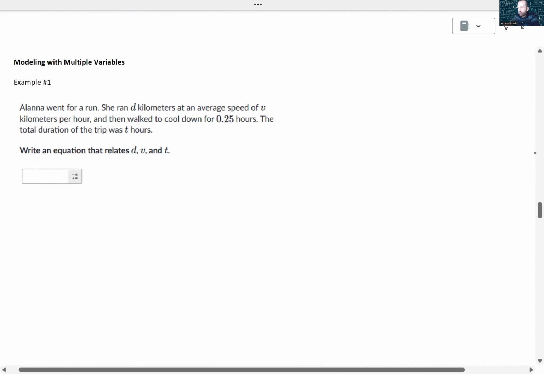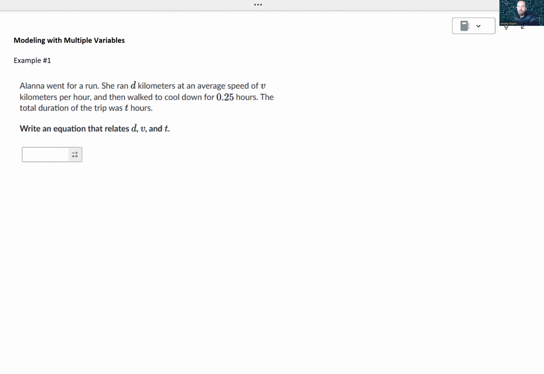All right, next we're going to look at modeling with multiple variables. So we're going to use some of these same equations that we've used previously, except now we have more than one variable to be dealing with. So this first one says Alana went for a run. She ran d kilometers at an average speed of v kilometers per hour. Then she walked to cool down for 0.25 hours. The total duration of the trip was t hours. Write an equation that relates d, v, and t.